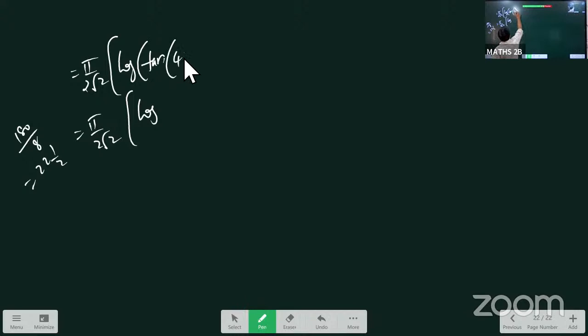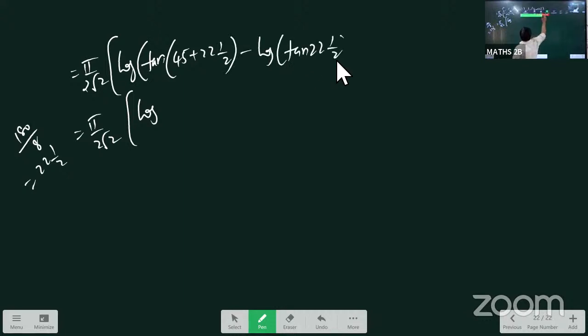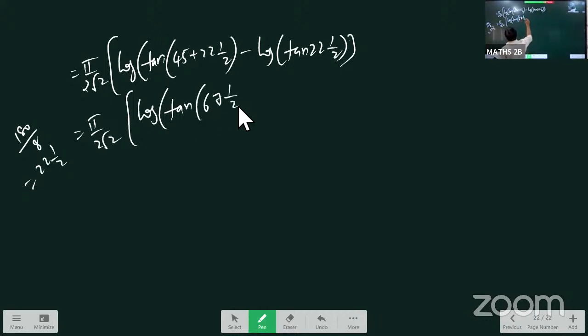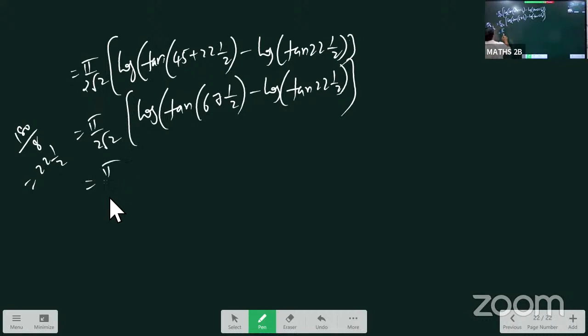Tan of 45 plus 22.5 minus log of tan of 22.5 only, no? Log of 22.5. Now, this becomes tan of 45 plus 22.5, which is 67.5, correct? Minus log of tan 22.5. Now, tan 67.5, you should know this value. Is it clear? That is pi by 2 root 2.